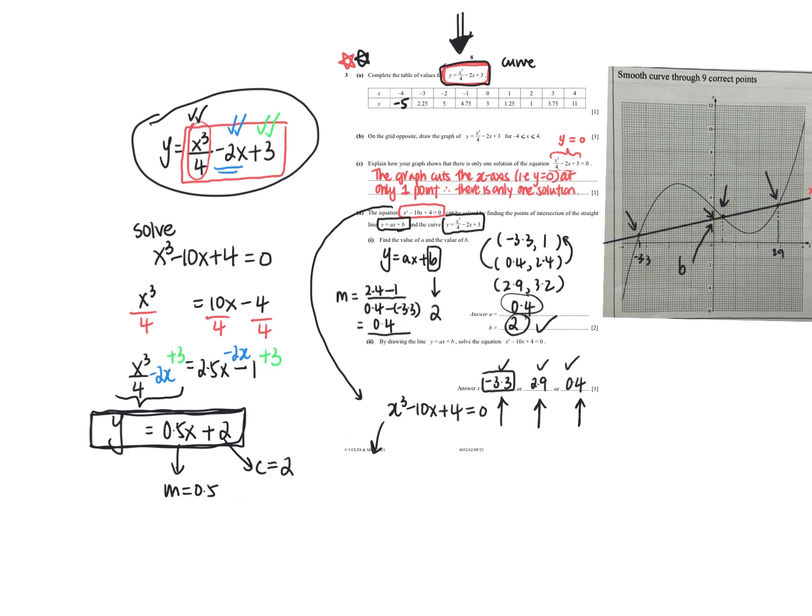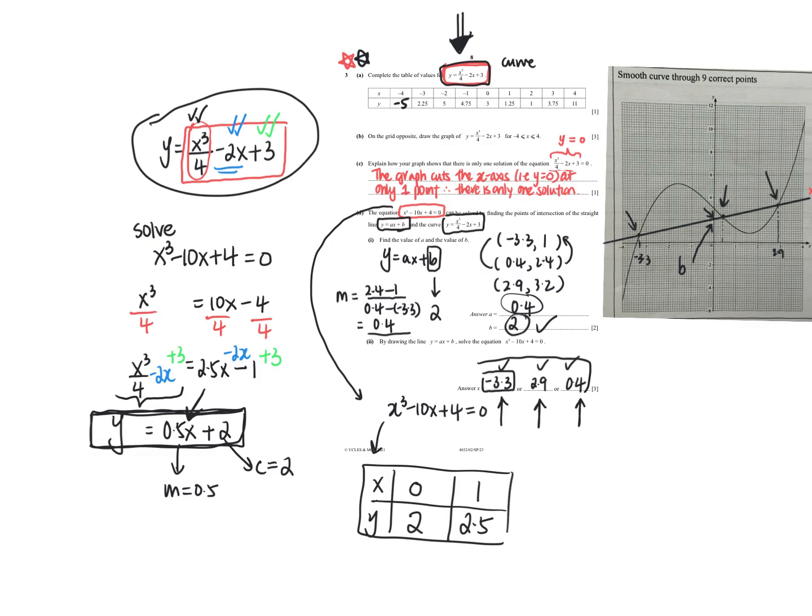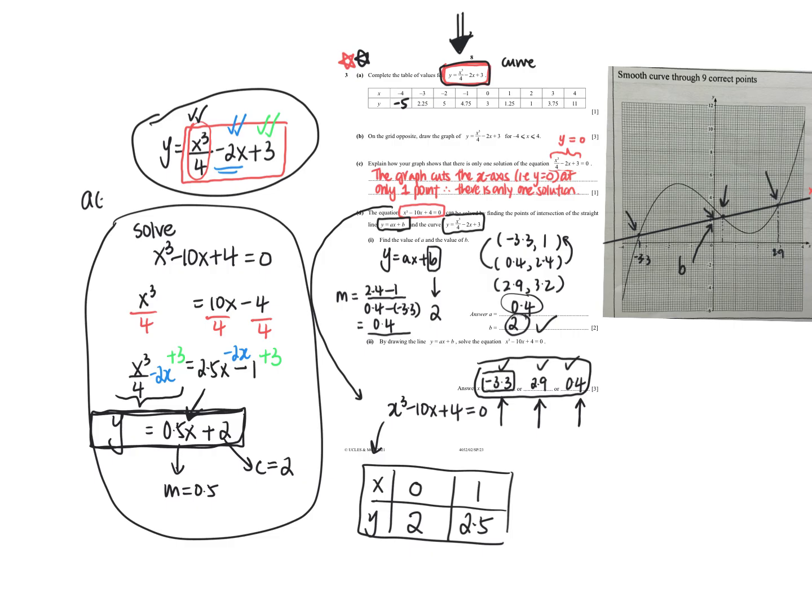Okay, so actually the line they want you to draw is this one, and then you go and draw a table of values, remember? So sub in any two x values, for example 0 and 1. When you sub in x as 0, you get y as 2. When you sub in x as 1, you get y as 2.5. So go and plot these 2 points out, draw the line, and you will get these 3 solutions. So this is the actual way.